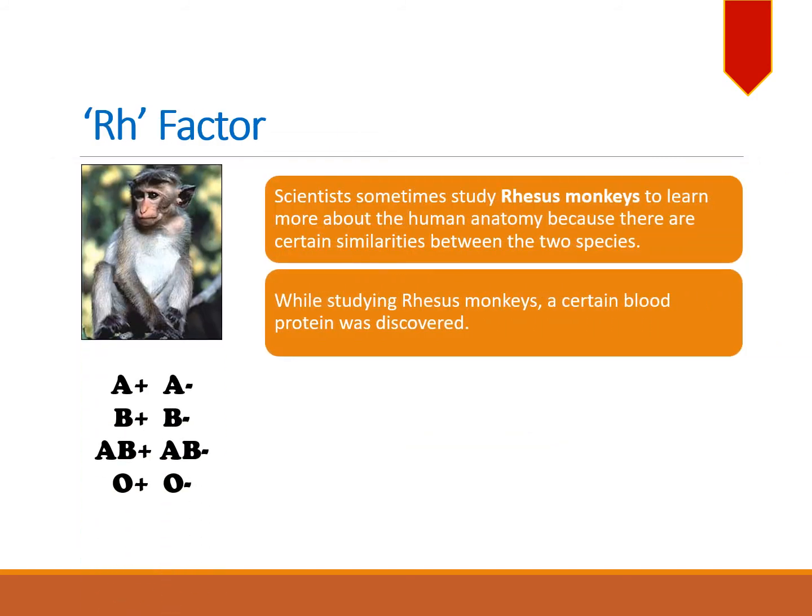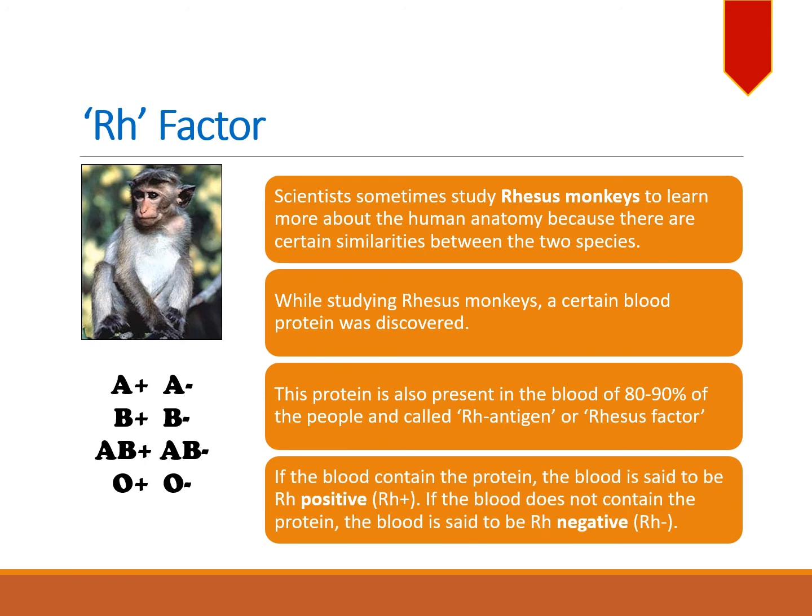Now, we'll study the most important, that is Rh factor. Scientists sometimes study rhesus monkeys to learn more about human anatomy because there are certain similarities between the two species. While studying rhesus monkeys, a certain blood protein was discovered. This protein is also present in the blood of 80 to 90% of people and is called Rh antigen or rhesus factor. If the blood contains the protein, the blood is said to be Rh positive. If the blood does not contain the protein, the blood is called Rh negative.